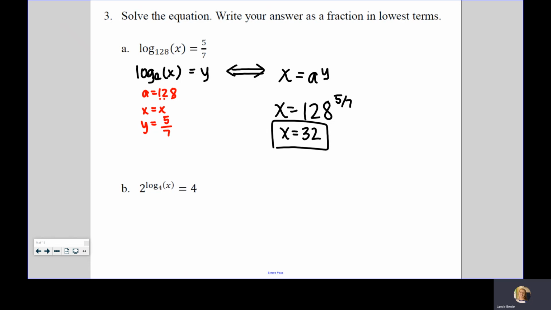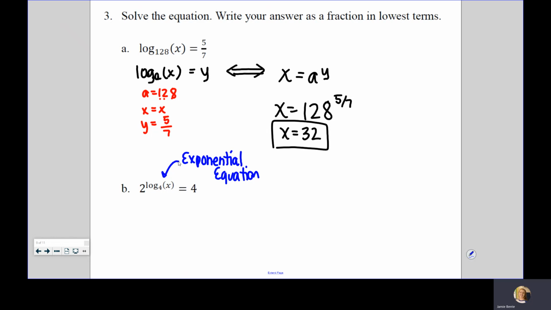We don't have to worry about checking our answer right now, but we will have to in section 6.5. All right, the next one says 2 raised to the log base 4 of x equals 4. We look at it and think this is a logarithmic equation because it has a logarithm in it. But this is actually an exponential equation because we have a variable in the exponent, which is great because we have a bunch of rules for solving exponential equations.